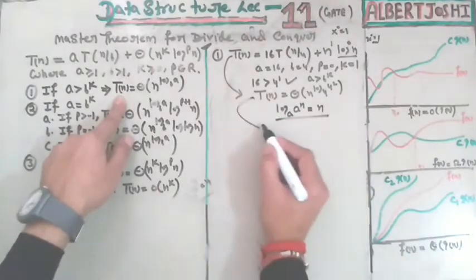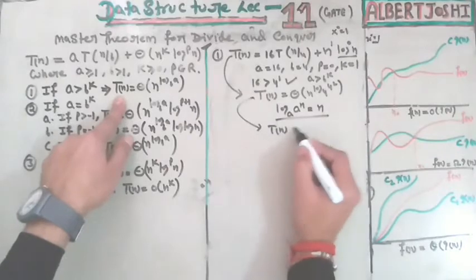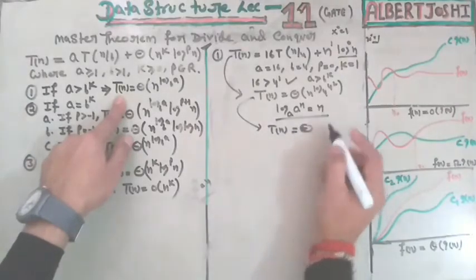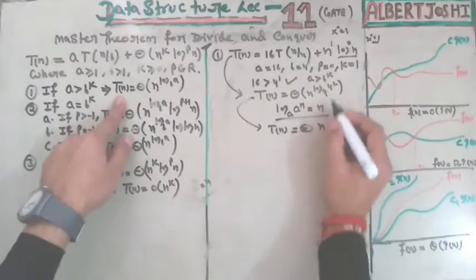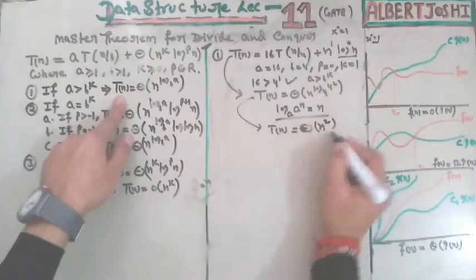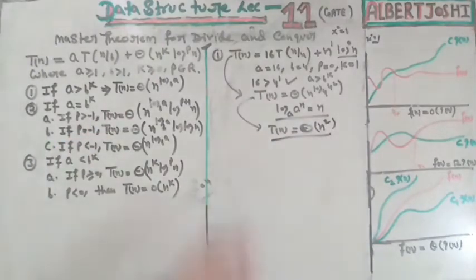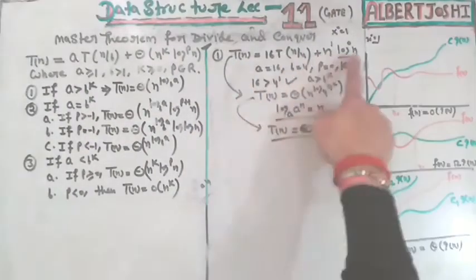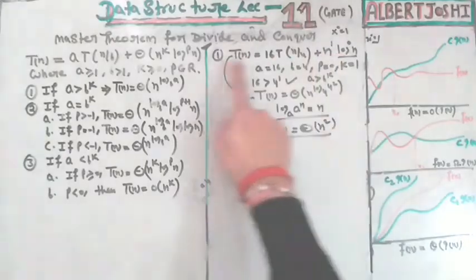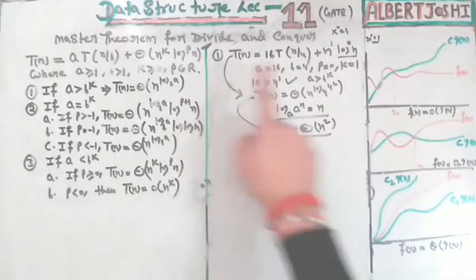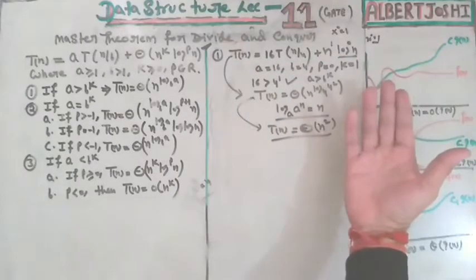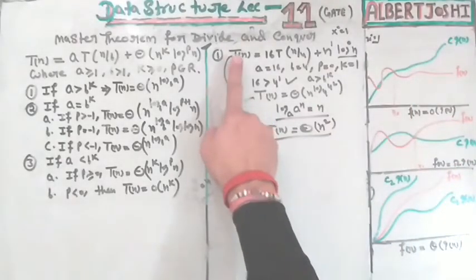So T(n) is equal to theta(n squared). This is the time complexity for this form. So if you have such a form, obtained through a recursion algorithm, you can find it this way. After this lecture, in lecture number 12, we will discuss the next topic.